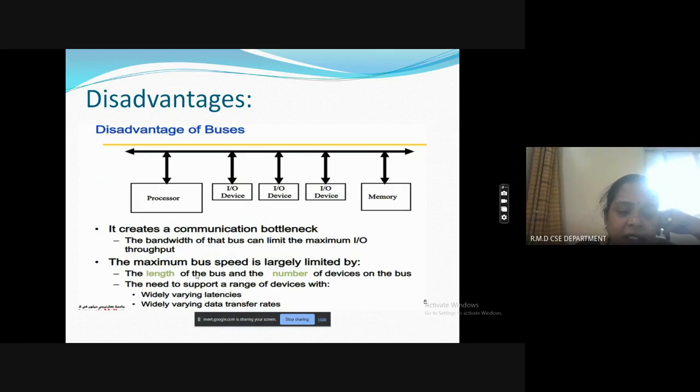What is the disadvantage of a bus? Although it is used for the transfer of data, there are some disadvantages. If you increase the number of devices and components in the computer, there will be a bottleneck when two devices ask for the same bus, so a communication bottleneck exists. The bandwidth of the bus can limit the maximum IO throughput. The maximum bus speed is largely limited by the length of the bus and the number of devices on the bus. This is one of the important disadvantages of a bus.